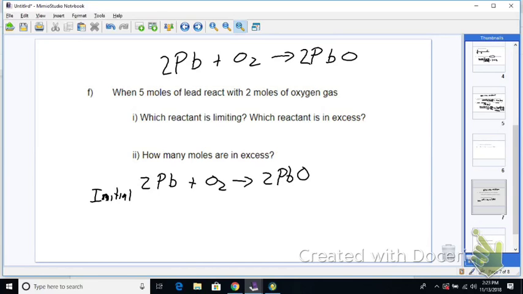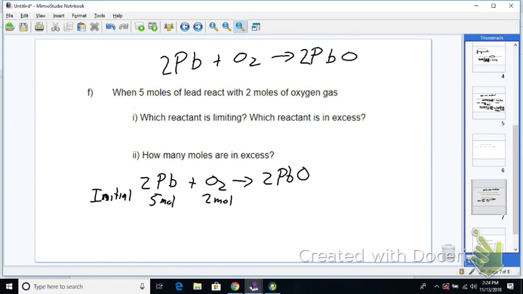Okay, so what I'm going to have you do is write down the initial amounts directly below each element that you're given amounts for. So write how many moles you have of lead and how many moles of oxygen, and just write them directly below each one. This is how we're going to start the problem. This is called the initial amounts. Initially, we're given 5 moles of lead, and we're given 2 moles of oxygen.